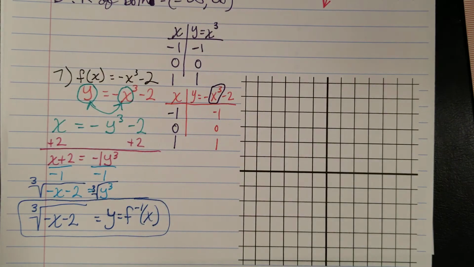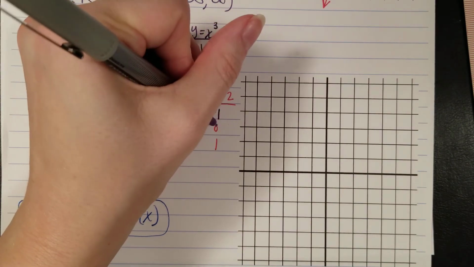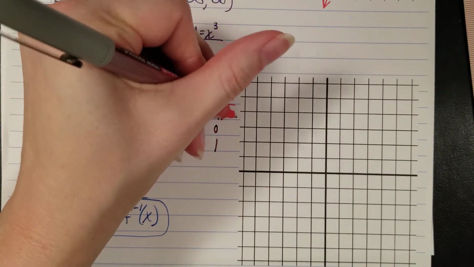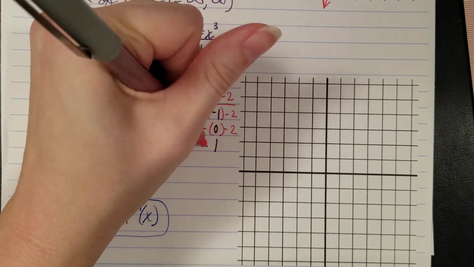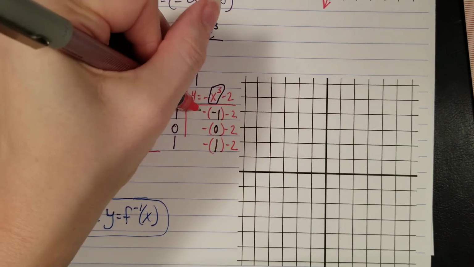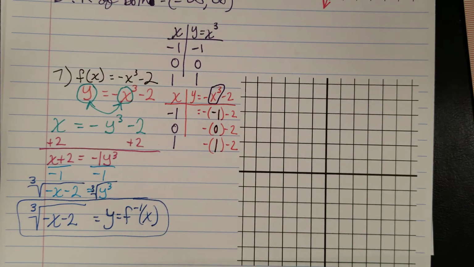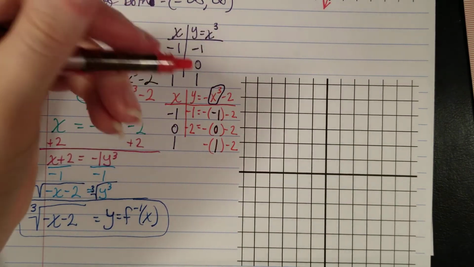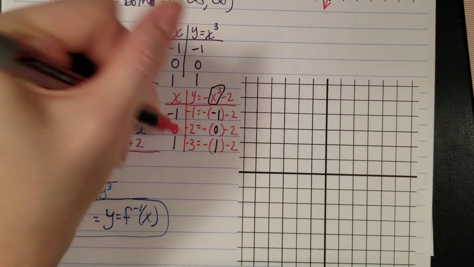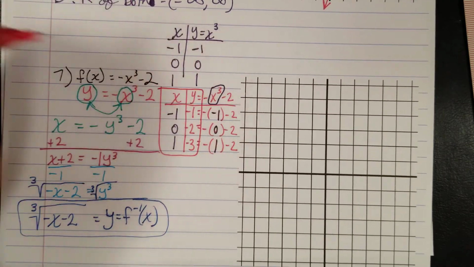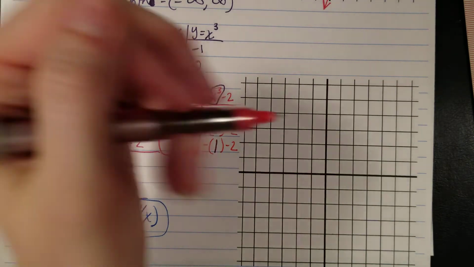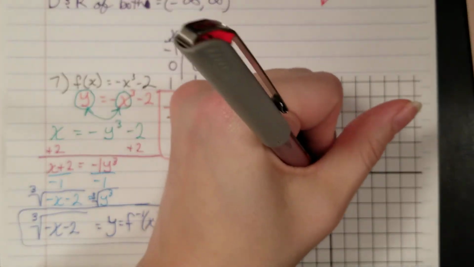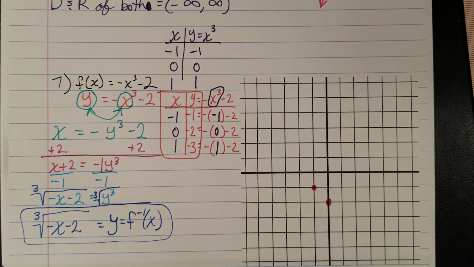So actually I should put a negative in front and subtract 2. So 1 minus 2 would be negative 1. 0 minus 2 would be negative 2. And negative 1 minus 2 would be negative 3. That gives us the points to graph this function right here: (-1, -1), (0, -2), and (1, -3).